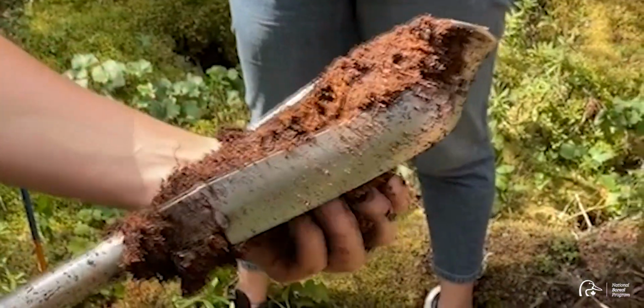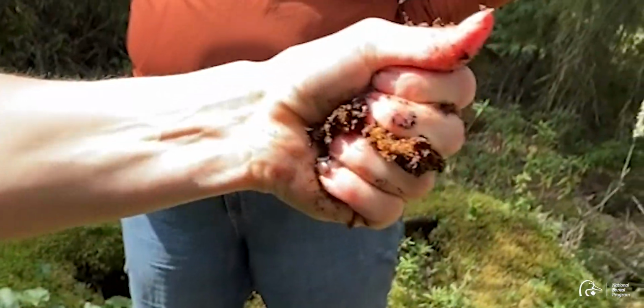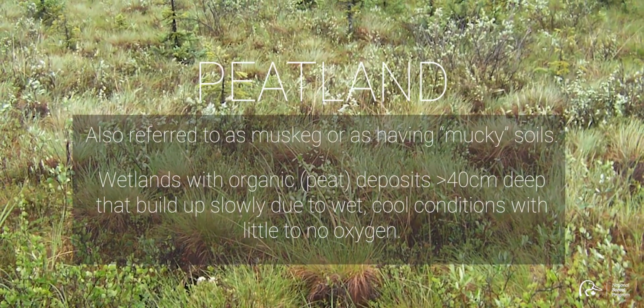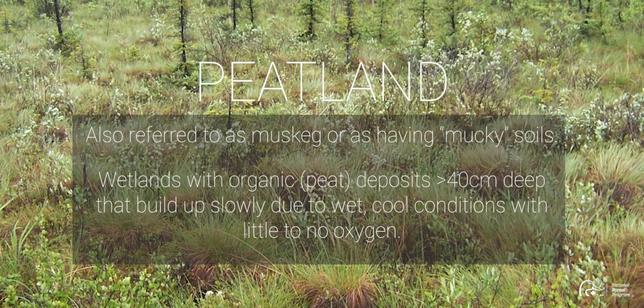Peatlands are a group of wetlands where organic material, such as leaves and plants, doesn't decompose and builds up over time due to the cool, wet soils, producing peat. These wetlands often support trees and shrubs and may not have standing water. Peatlands are the most common wetland type in the boreal forest.